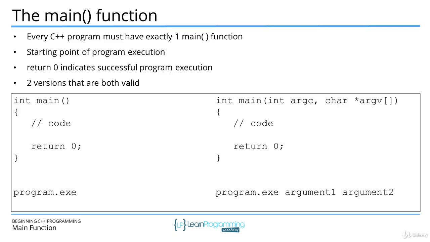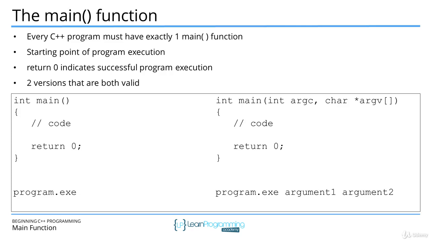The second version of main is the one on the right. In this version, main expects information from the operating system. So suppose that when you execute the program, you need to pass information into the program from the command line. This is very common for command line applications.